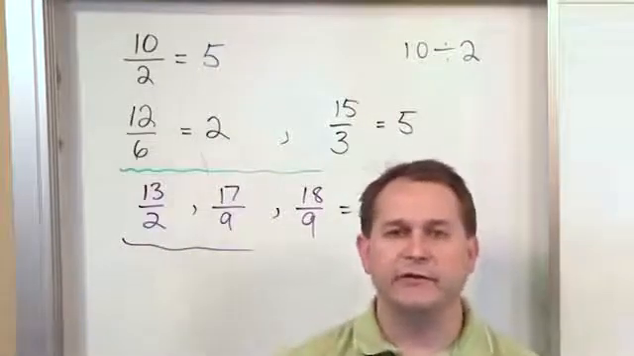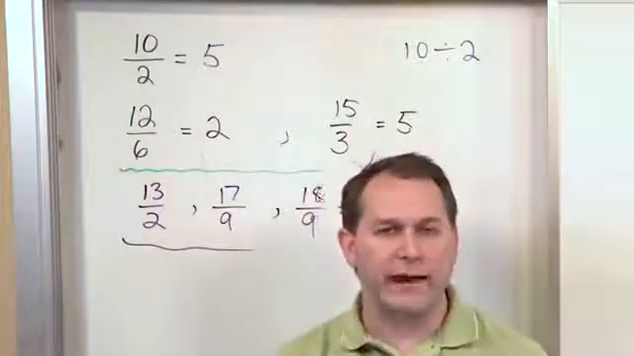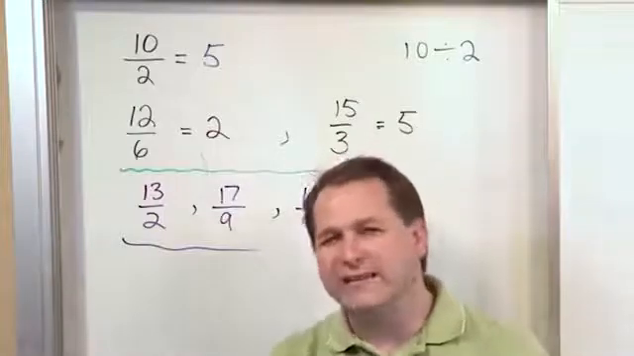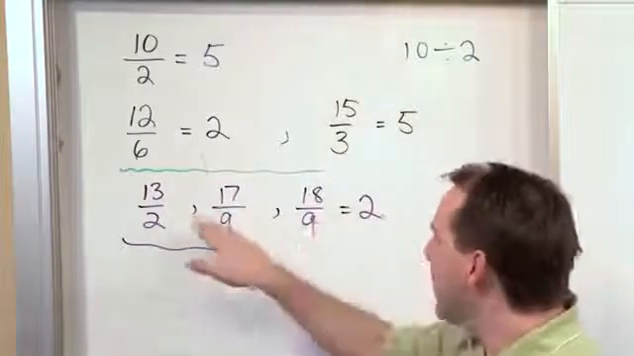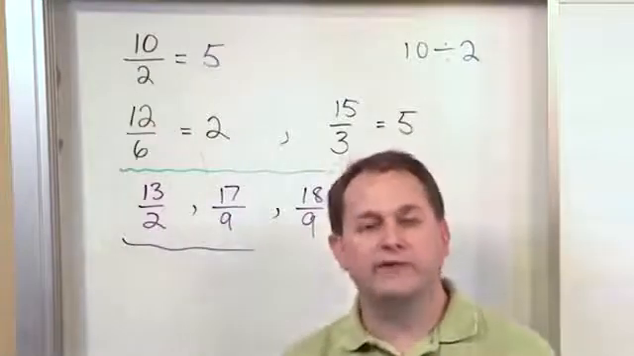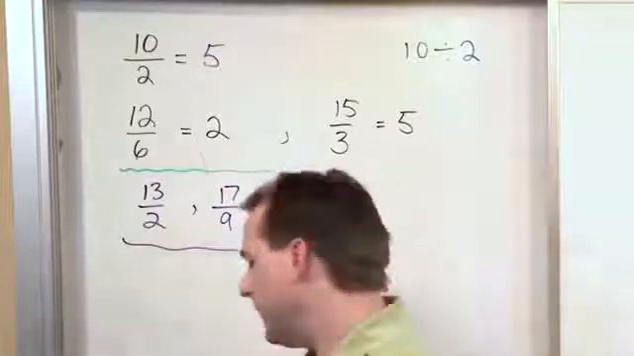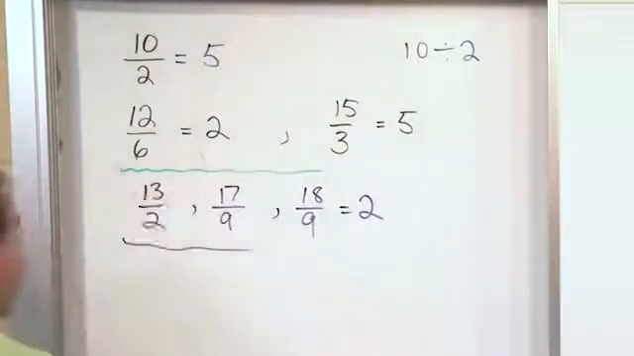Try to treat it as a division symbol, and if it does divide evenly like these problems, then you just write the whole number down because a fraction really is division. But if you have an improper fraction like this one or this one where it doesn't divide evenly, then the only thing you can do is just leave it as an improper fraction. Or if you want to, you can convert it to a mixed fraction.